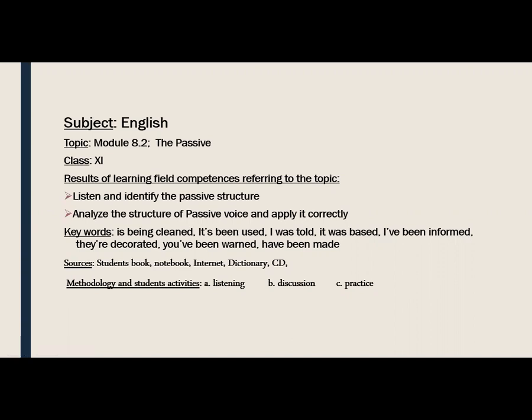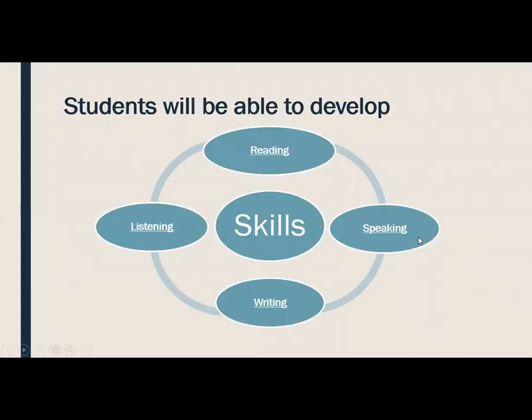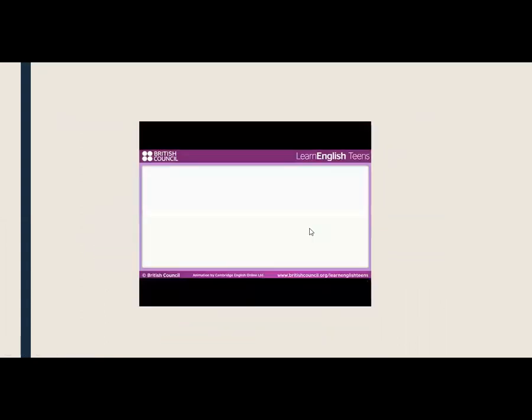Some keywords are: is being cleaned, it's been used, I was told, it was based, I've been informed, they're decorated, you've been warned, have been made. During the lesson, you will be able to develop the four following skills: reading, listening, speaking, and writing. Let us start by watching and listening to this video together.